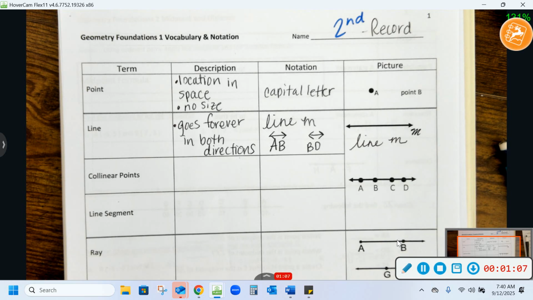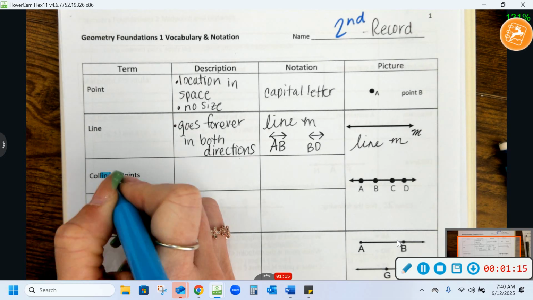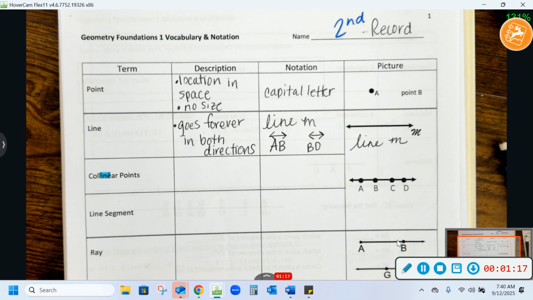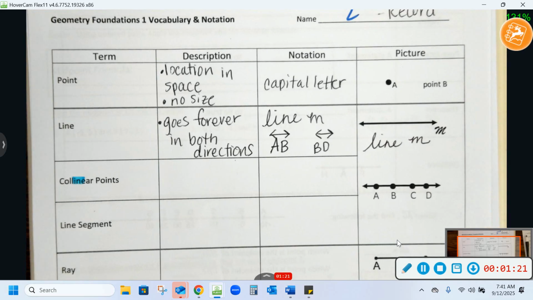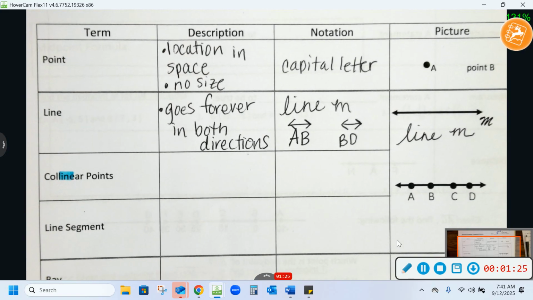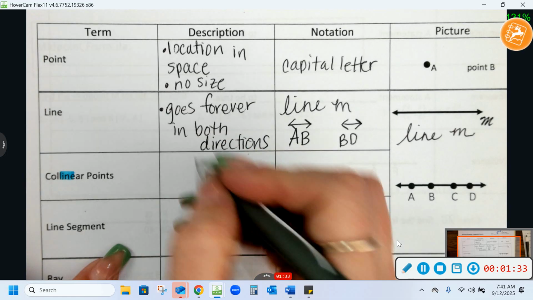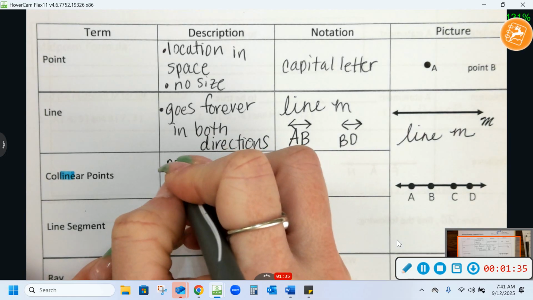Okay, new word of the day. First new word of the day. Collinear points. The word line is right there in collinear. Anyone want to guess what collinear points might mean? Collinear. Any ideas? Astrid. Yeah, points on the same line, to be specific. So any points on the same line.